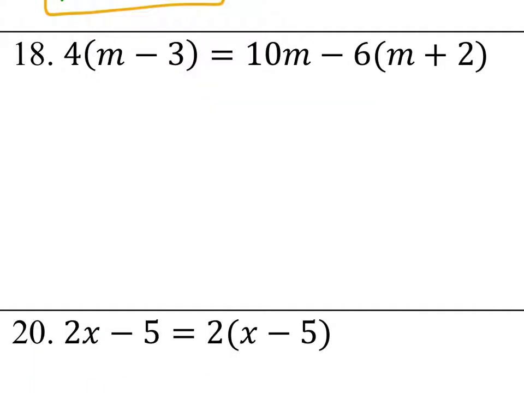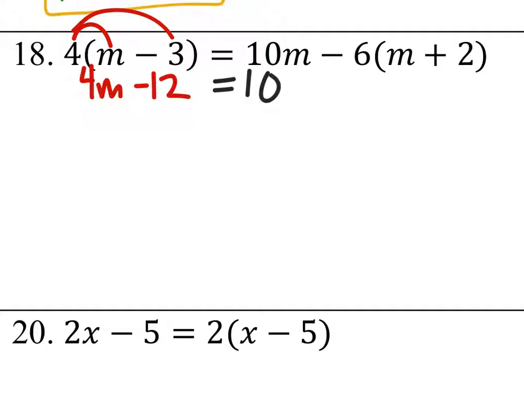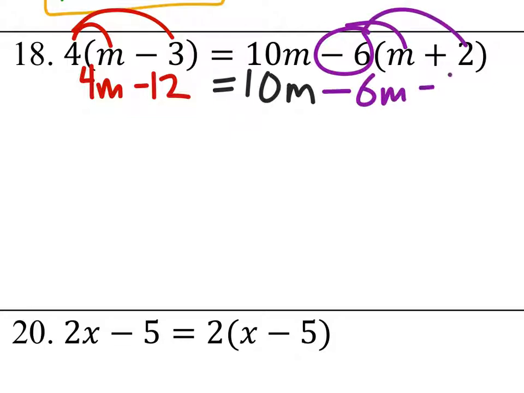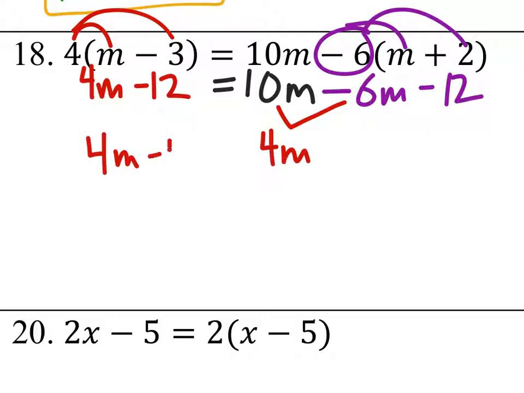Number 18, we will distribute the 4, giving us 4m minus 12, equals 10m. And up in here, we're going to distribute this negative 6, so that becomes negative 6m minus 12. And when we combine the m's on the right side, 10m minus 6m is 4m. That's good. So we got 4m minus 12 equals 4m minus 12.